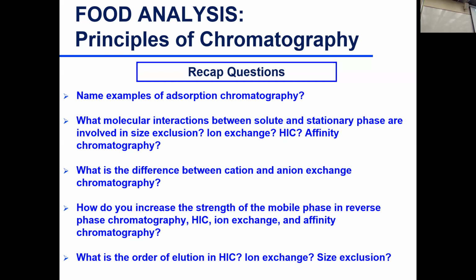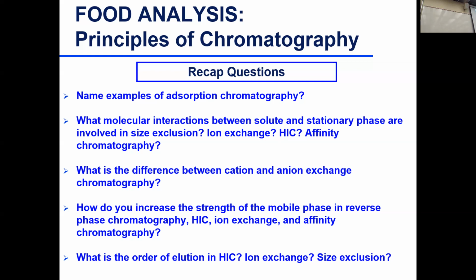Okay. What's the difference between cation and anion exchange? What is anion exchange? What is cation exchange? The stationary phase for cation exchange is negatively charged, so we can exchange cations, interacting positive charge with negative charge. And then anion exchange is the opposite. The functional group will be positively charged, and anions are being used.